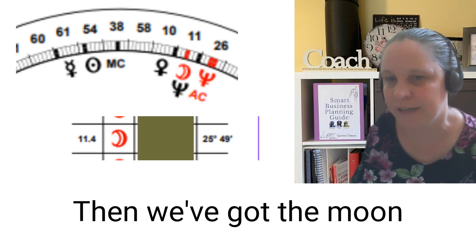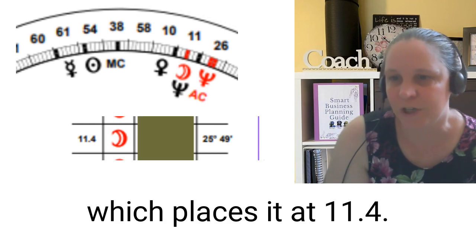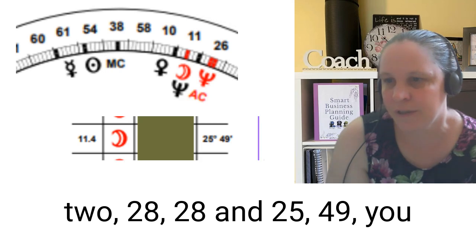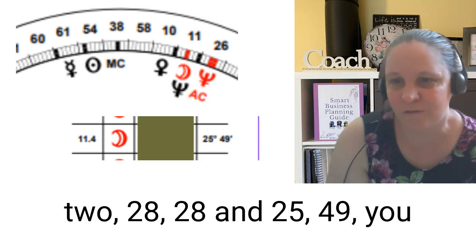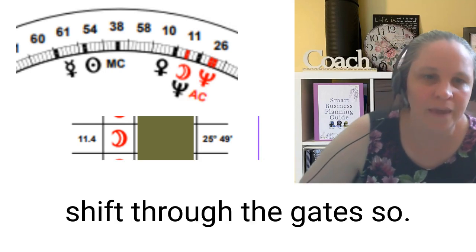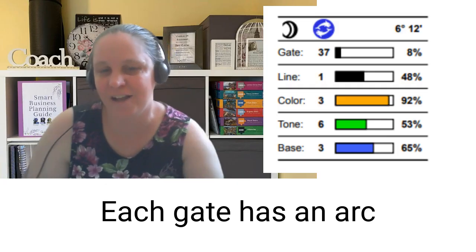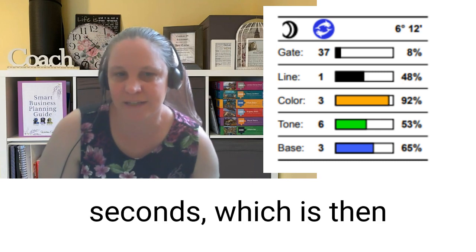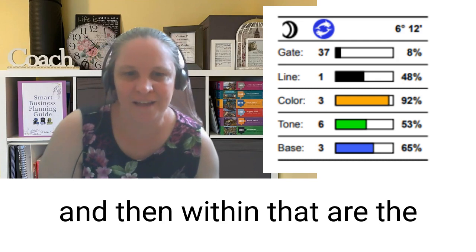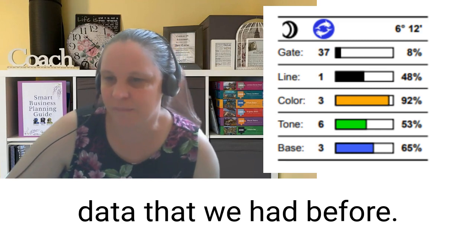Then we've got the moon in the design side, 25.49, which places it at 11.4. So you can see from those two, 28.28 and 25.49, that those numbers are quite close, but they shift through the gates. Each gate has an arc of 56 minutes and 15 seconds, which is then broken into the 6 lines. And within that are the colors, tones, and bases. So that's that geeky data that we had before.